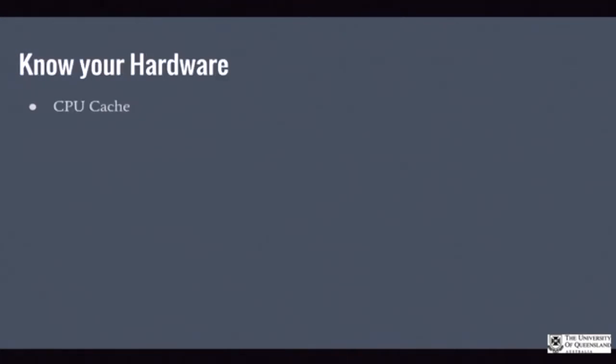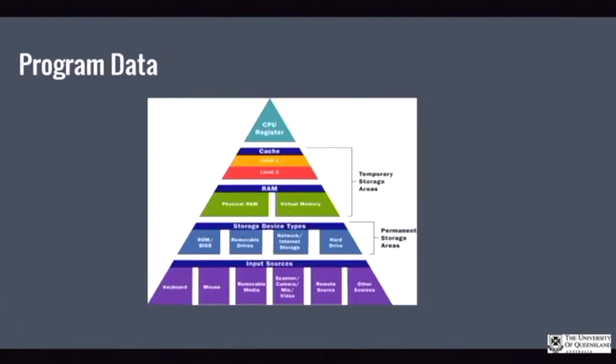The first is know your hardware. So I had a few more dot points here, but I cut them because lightning talks. So the CPU cache is the part I'll be talking about when I talk about know your hardware. This is the basic data pipeline in a modern computer. At the top you have the CPU registers, and at the bottom you have the input sources. Since it's in a nice little pyramid, you can guess that the top is the fastest and the bottom is the slowest. The parts I'm going to be focusing on are the cache and the RAM.